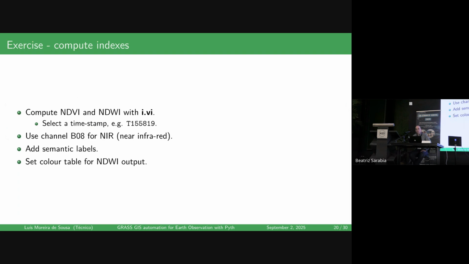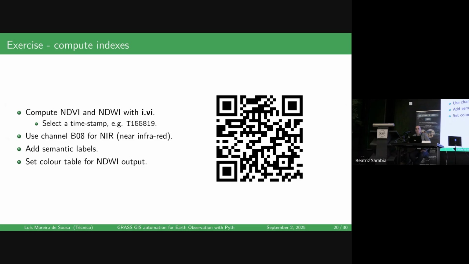Okay, so let's do another exercise. So now we're going to compute NDVI and then NDWI with IVI for this particular timestamp. And since we have band 8, we use that as near infrared. And then we'll add semantic labels. And we need to set a color table for NDWI to display it. So here is the snippet.